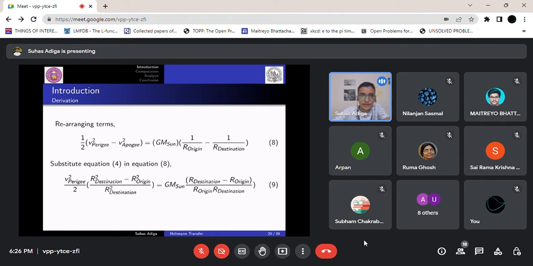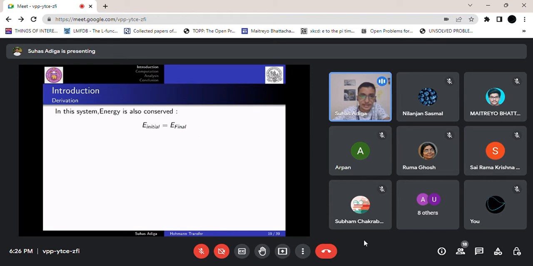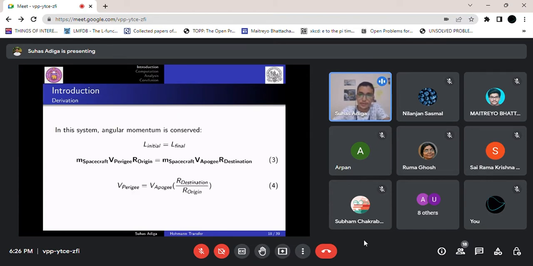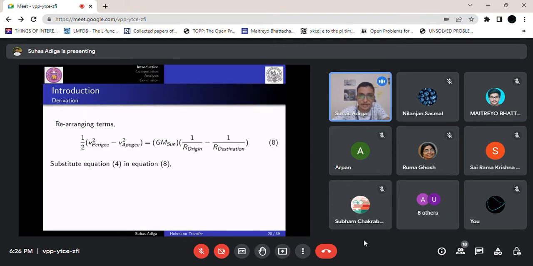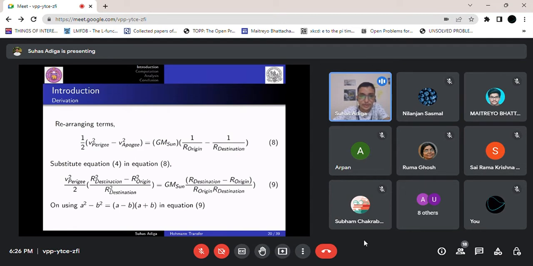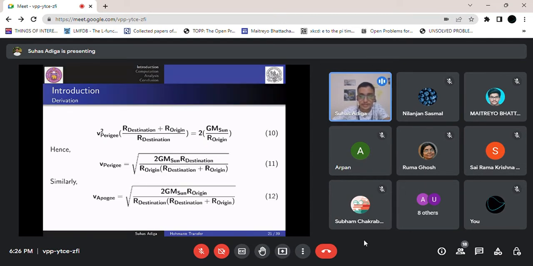So what I will do again, I'll substitute. Initially, I had substituted v perigee equal to v apogee into r destination by r origin. So what I'll do now is substitute v apogee in terms of v perigee in this equation number 8. So when I do so, I'll get v apogee. So v apogee turns out to be root 2 GM sun into r origin by r destination into r destination plus r origin.